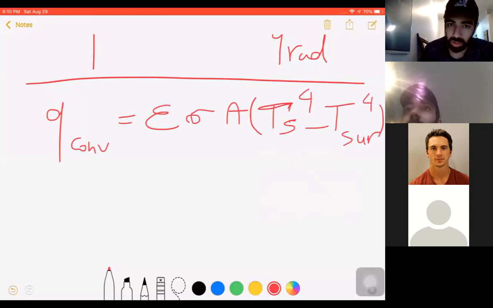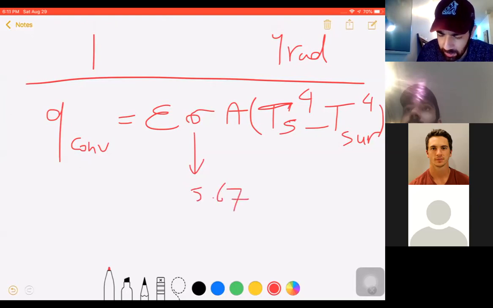So in this equation, the Stefan-Boltzmann constant is always constant. It was equal to, I think, 5.67 times 10 to the power of minus 8. I don't remember the unit of it. We can go and check it back again.